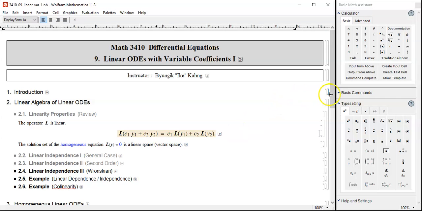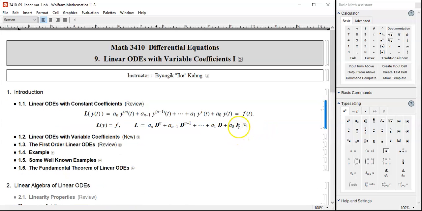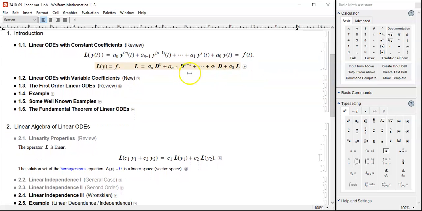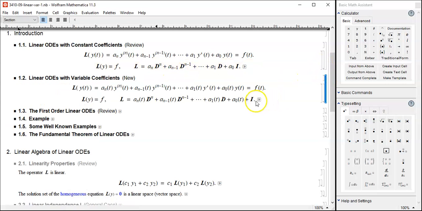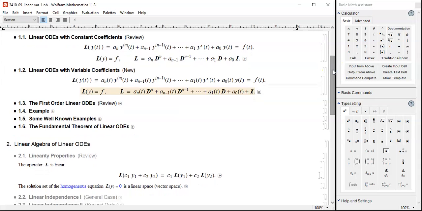What is the operator L? Well, here it is. This was for linear ODE with constant coefficients, where all those coefficient functions, an minus 1, all those are constants. Now this is the one. Here this time, an minus 1, all those are expressions of t. So you have variable coefficients, but still you can prove this operator L is linear.